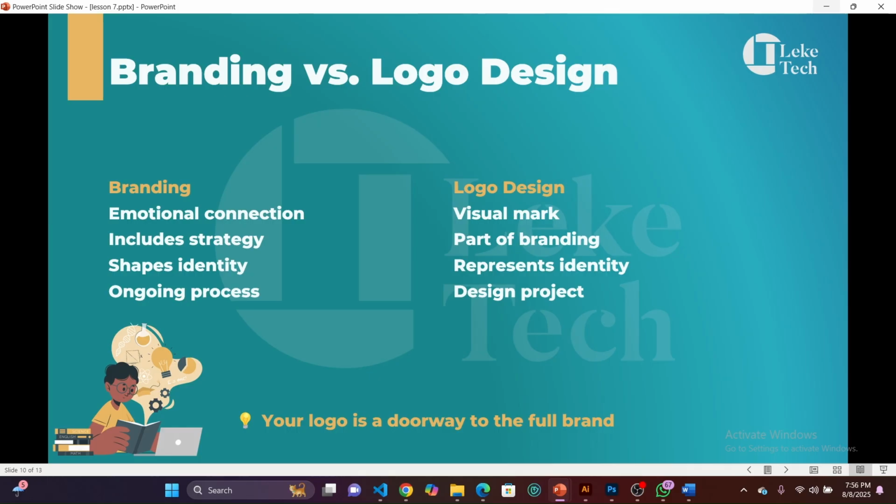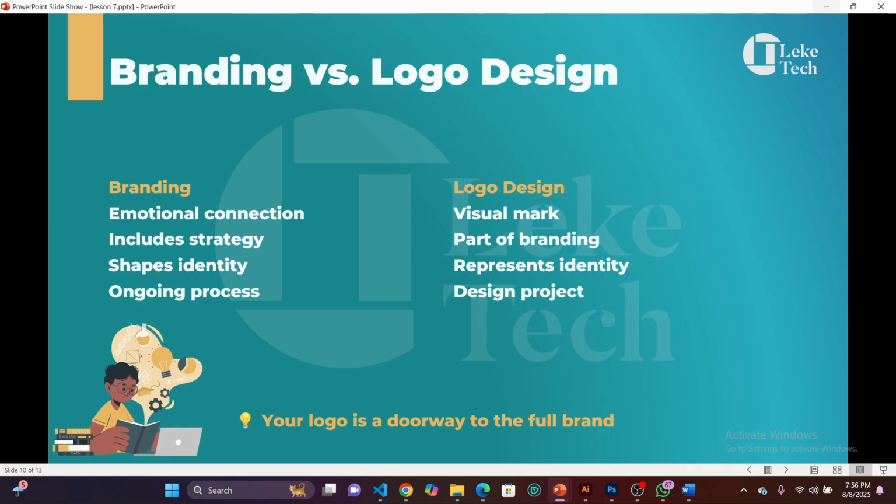So, branding versus logo design. Do not mistake branding and logo design for being the same thing. For example, let's just say someone comes to you and says, "I want you to do the branding for my business." The person might not really understand what he's saying. He must have heard the term branding, but he might think branding means, okay, I want you to design a logo. But actually it is different.